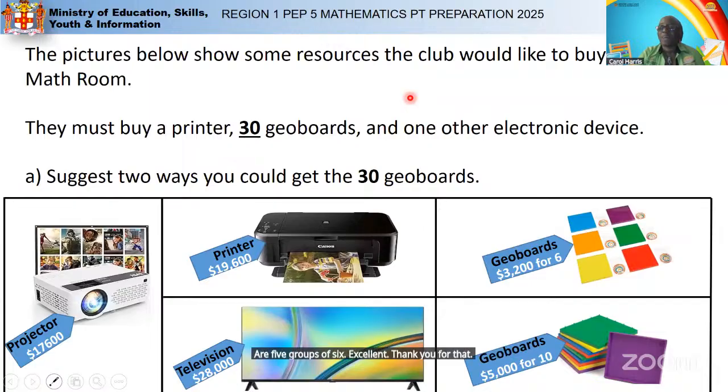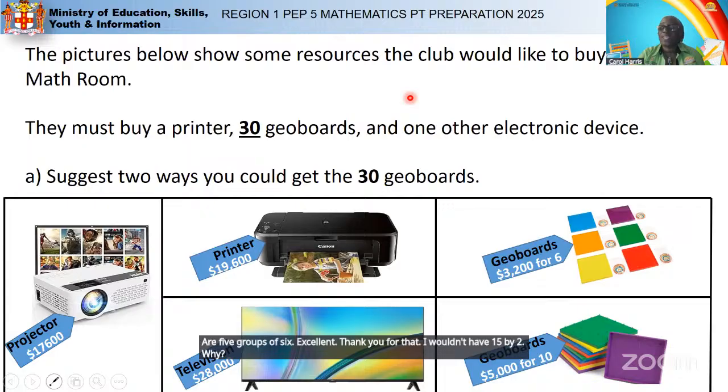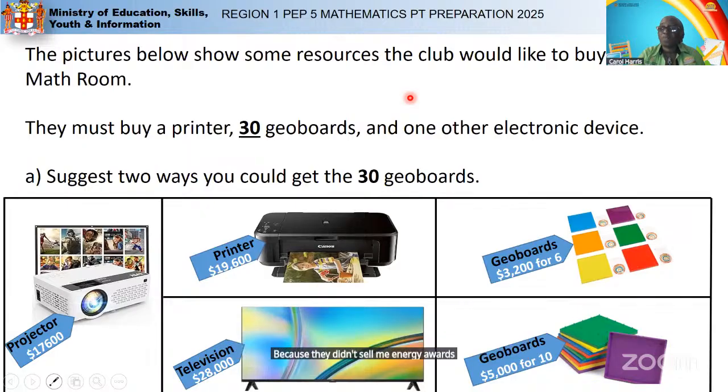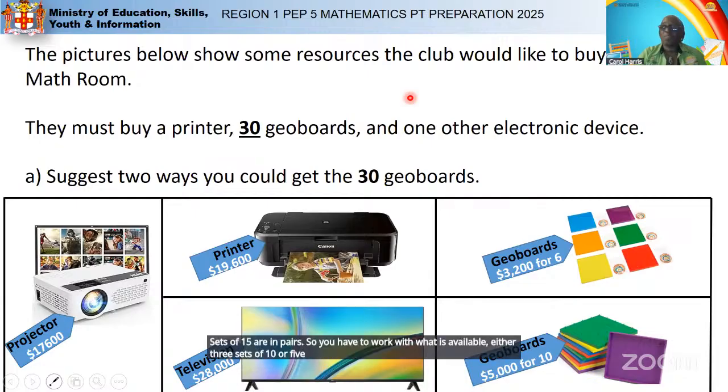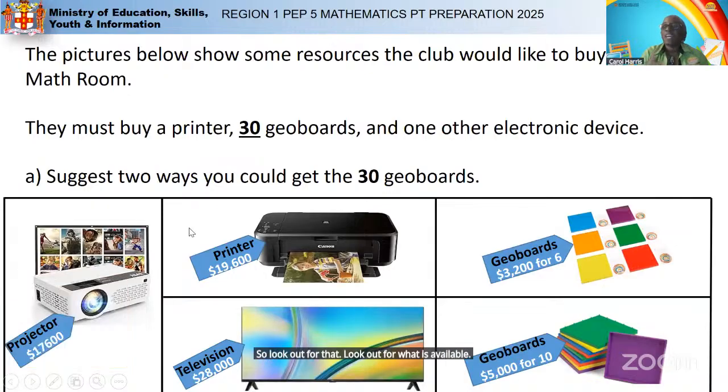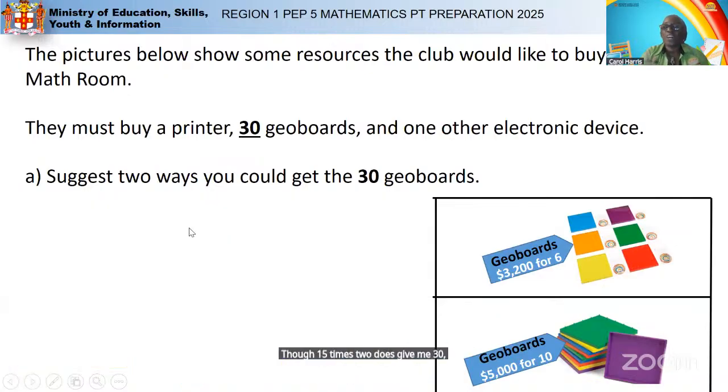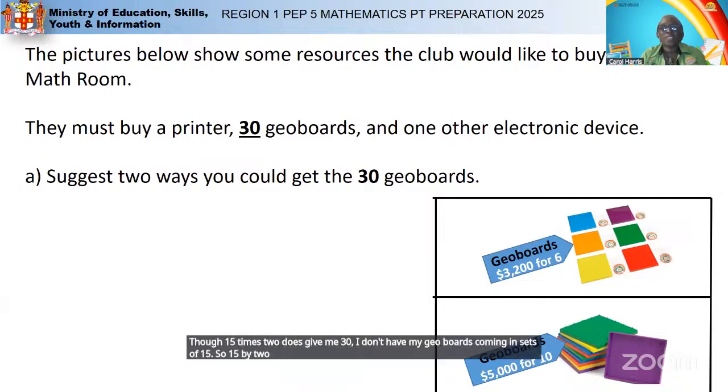I wouldn't have 15 by 2. Why? Because they didn't sell me any gearboards in pairs or in groups of 15. So look out for that, Janoyas. You can't say 15 by 2 because we don't have any gearboards coming in sets of 15 or in pairs. So you have to work with what is available, either 3 sets of 10 or 5 sets of 6. Though 15 times 2 does give me 30, I don't have my gearboards coming in sets of 15. So 15 by 2 would not work. All right, so be careful with that.